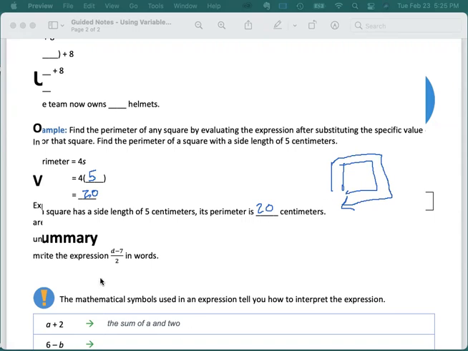And then for the last one, it says write the expression d minus 7 over 2 in words. So we could say the quotient, because quotient is divide. So the quotient of the difference between d and 7 and 2. Because difference is subtract, quotient is divide.